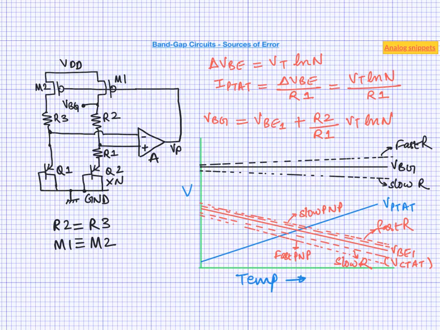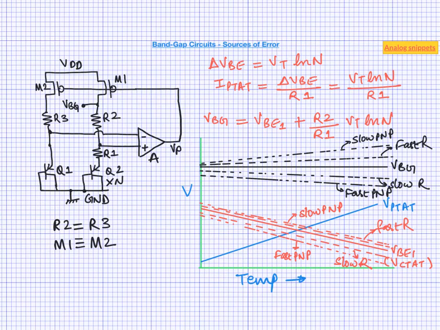So qualitatively, fast PNP and slow resistance both move the VBE curve in the same direction. The effect of BJT process variation is somewhat more prominent compared to the effect of resistance process variation. And similar to resistance variation, this effect is also a PTAT variation. So the maximum deviation occurs at the highest temperature. At the highest temperature, VBE can differ 10 to 20 millivolt from its nominal value.